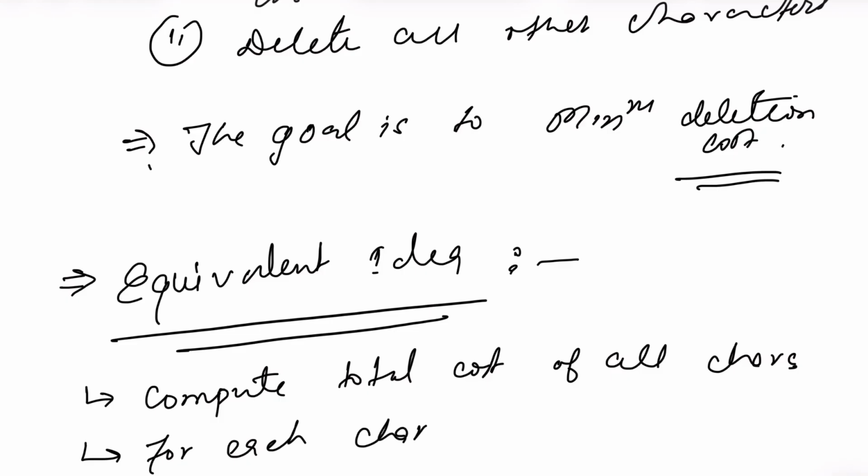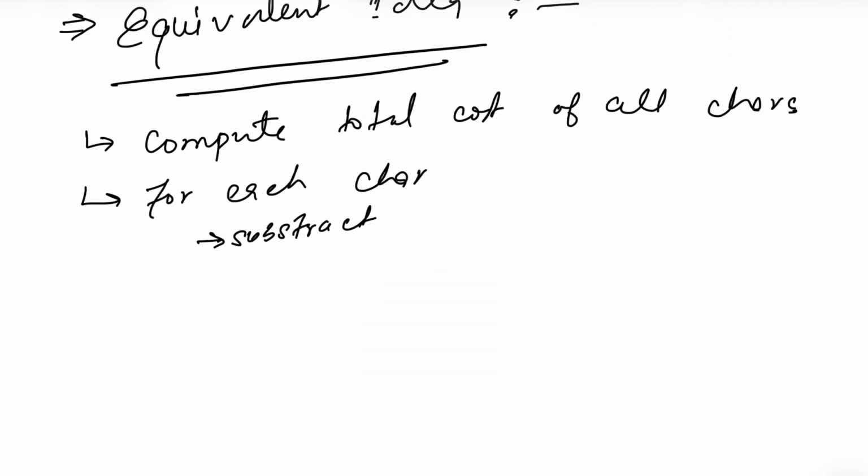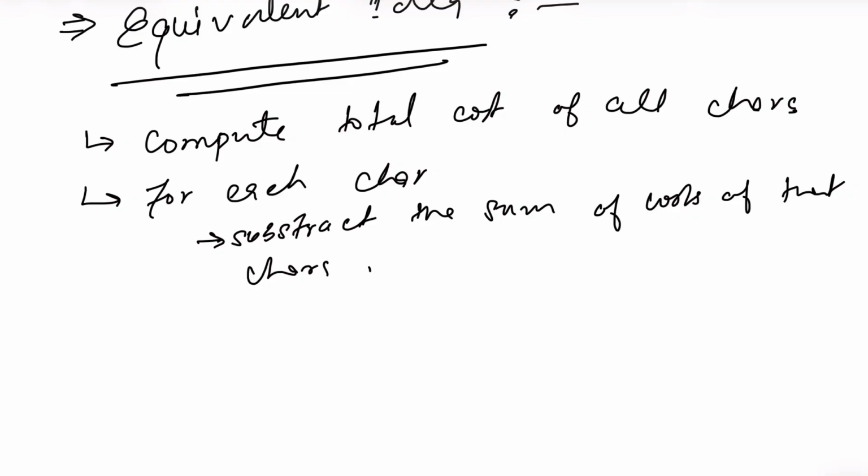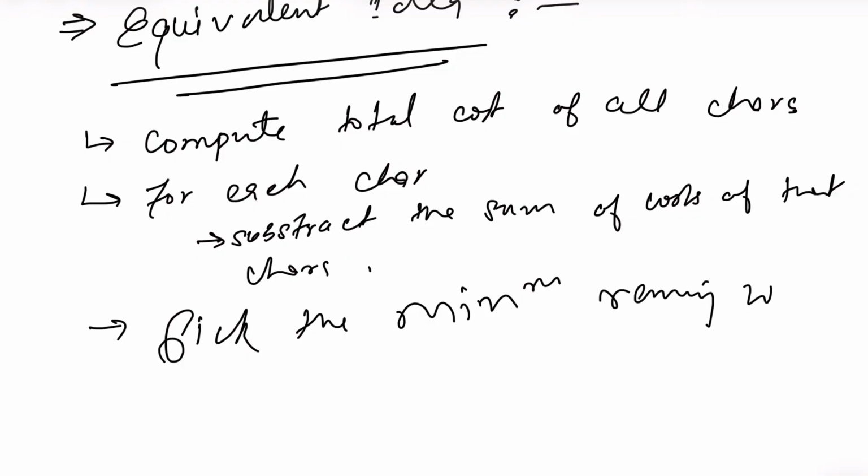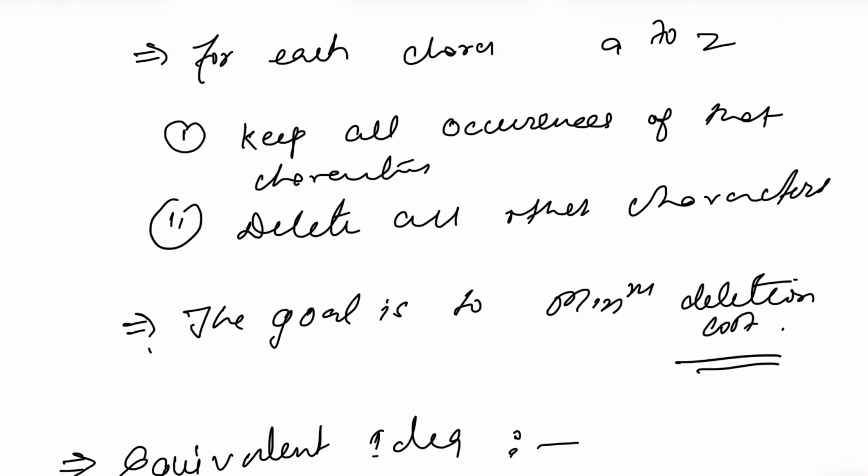what we need to do? Subtract. We just subtract the sum of costs of that character. Can we say that? For that character, we will subtract, and then now we'll pick the minimum remaining cost. This is what we have understood, right?